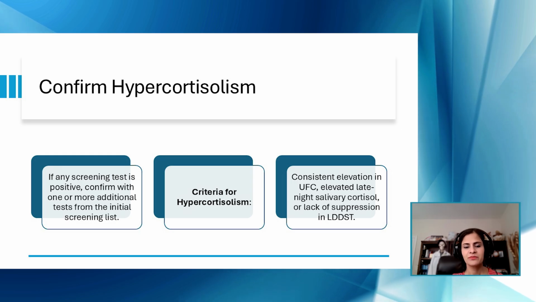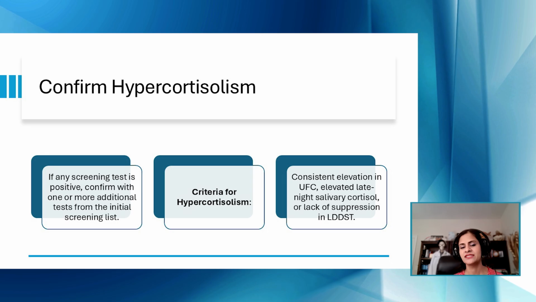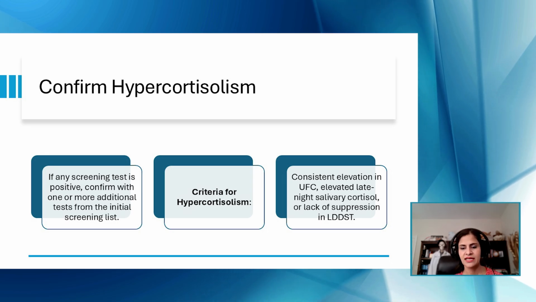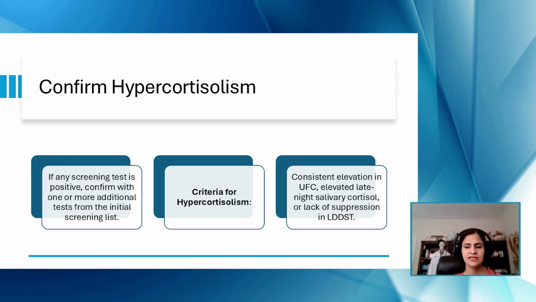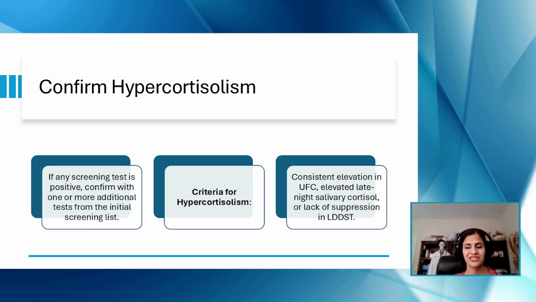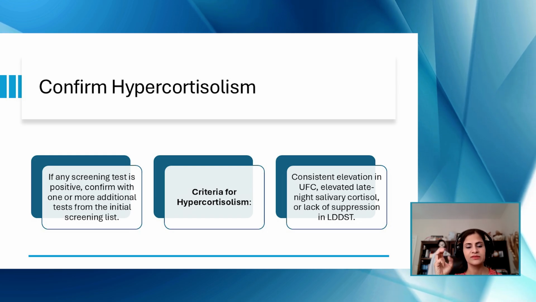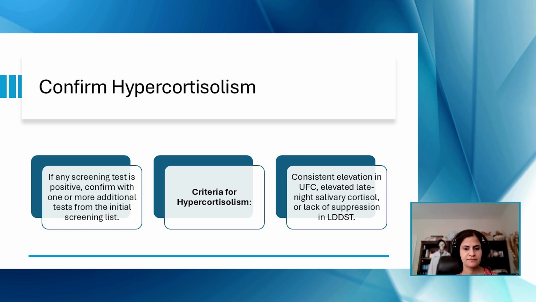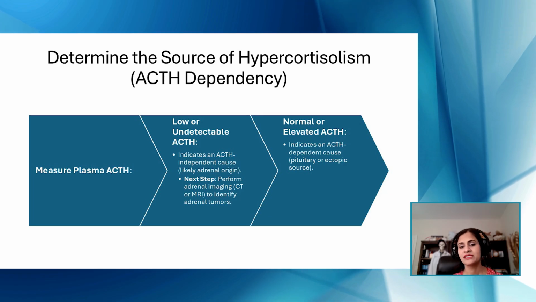So to confirm hypercortisolism, if you get any one of those screening tests that we just discussed positive, you want to confirm with one or more additional tests. And the criteria for hypercortisolism is that you must have consistent elevation in the urine-free cortisol or elevated late night salivary cortisol or lack of suppression in low-dose DEX suppression tests. You must have at least 2 out of 3 tests being concurrent to either rule in or rule out the diagnosis. This slide shows how we determine the source of hypercortisolism.